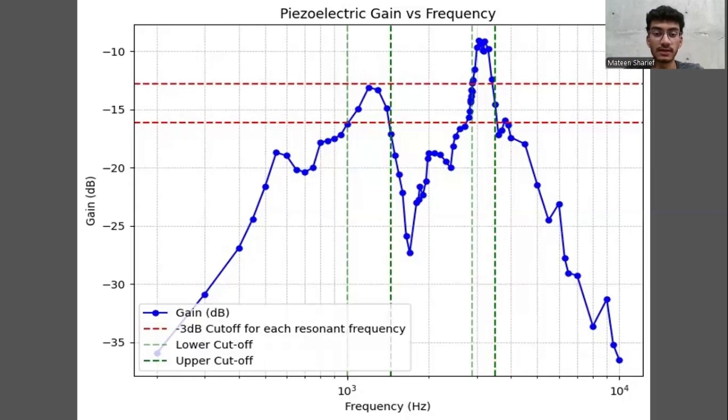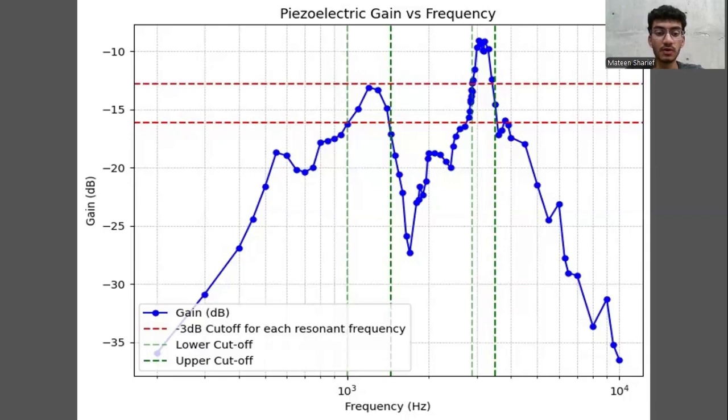So what is the quality factor? The quality factor is a measure of how sharp the resonance is. A higher quality factor means a sharper and narrower peak. It is the ratio of resonant frequency over bandwidth. Bandwidth is the difference between the two frequencies on either side of the resonant peak, where the magnitude is 3 dB lower than the peak value.